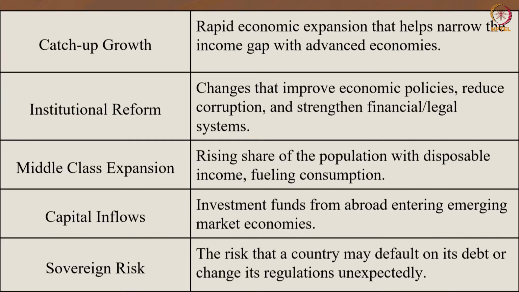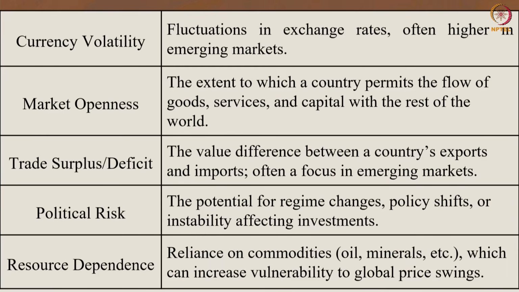Next, middle class expansion. This means a rising share of the population with disposable income, fueling consumption. Next, capital inflows. This means investment funds from abroad entering emerging market economies. Next, sovereign risk. This is the risk that a country may default on its debt or change its regulations unexpectedly. We have currency volatility.